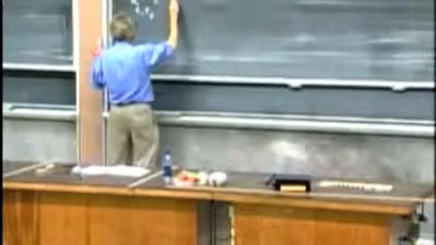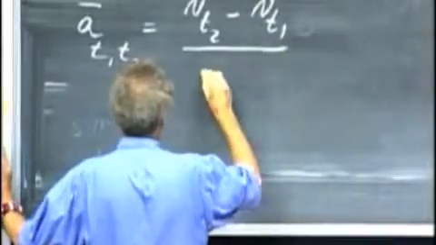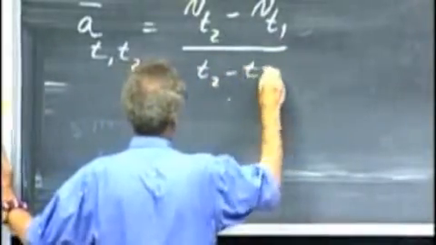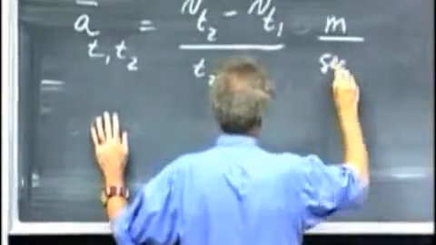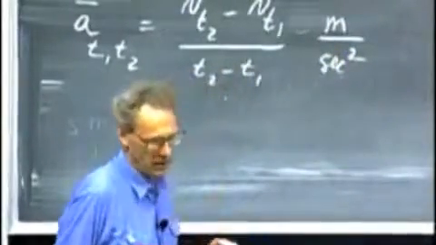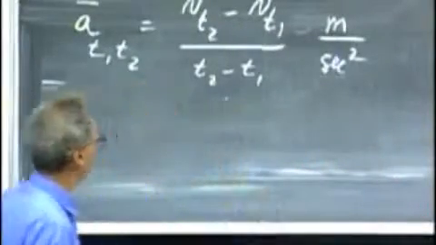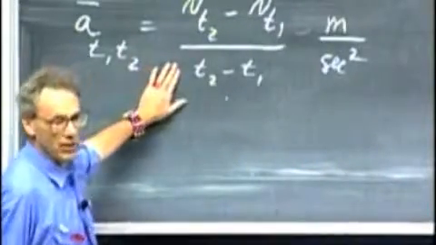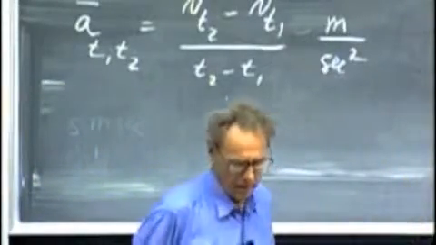The average acceleration between time t1 and time t2 would then be the velocity at time t2 minus the velocity at time t1, divided by t2 minus t1. The dimension is length per second per time, squared, so it's meters per second squared. This is then for a one-dimensional situation. This number can be larger than 0, it can be equal to 0, and it can be smaller than 0.